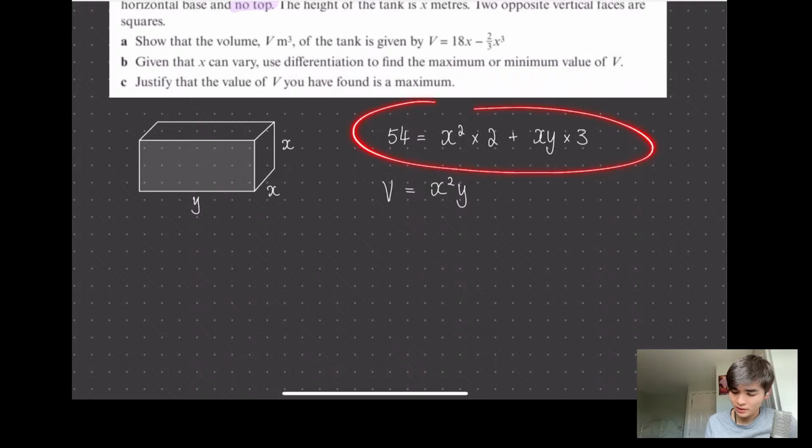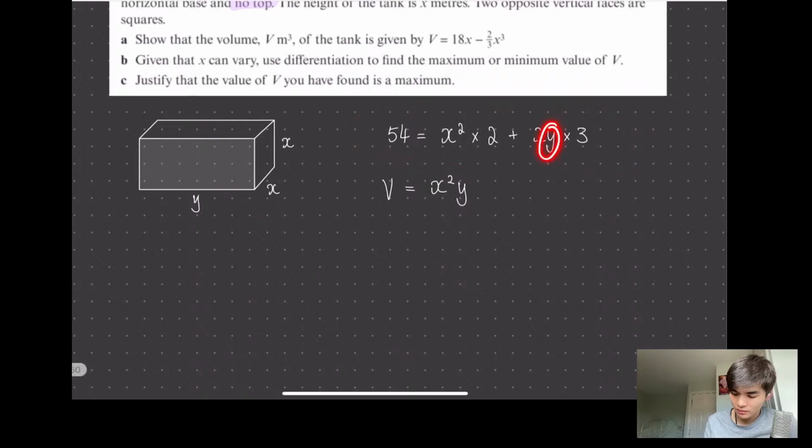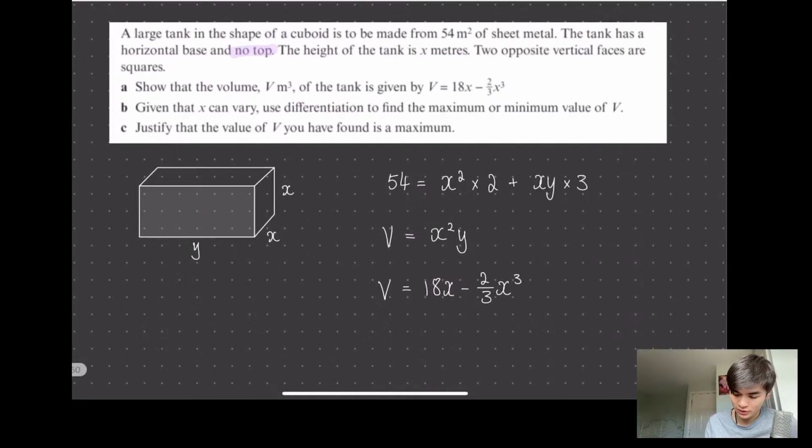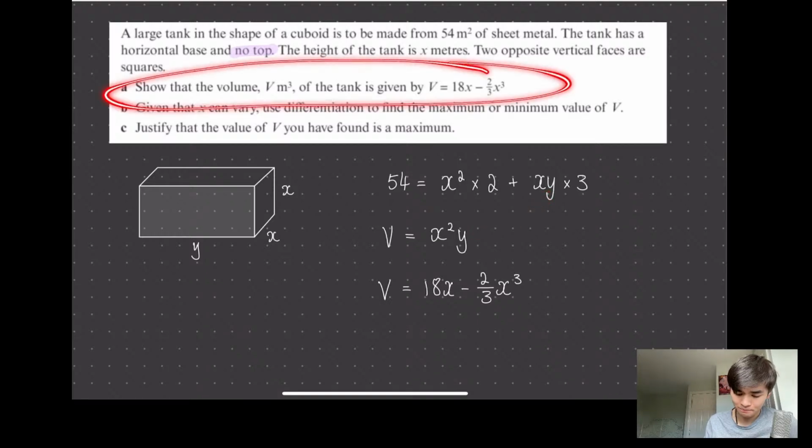From this first bit, I can make y the subject of the equation and do a substitution into the volume equation. I'm going to skip over some of those steps unless you'd like me to carry on with them. I think those are relatively easy to understand. So I just rearrange this top equation and plug in whatever y is equal to into the volume equation. That will work out part A.